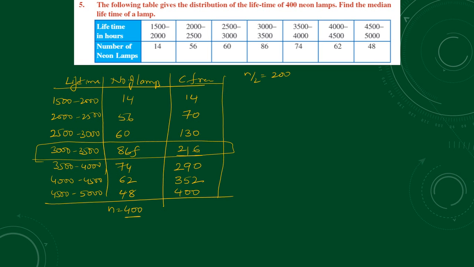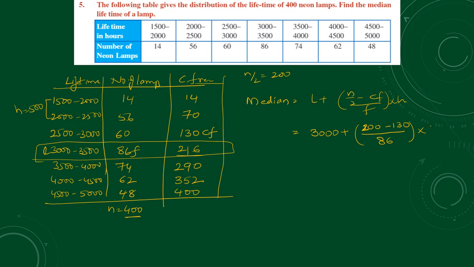So this is my F, this is my L, this is my CF. Now what about the height? Height is nothing but 500. So clearly median is equal to L plus n by 2 minus CF by F into H. Now substituting the values: L is 3000 plus n by 2, which is 200, minus CF, which is 130, by 86, into 500.